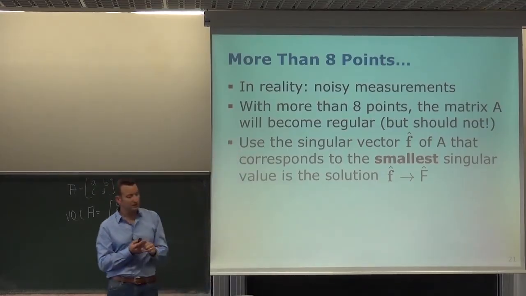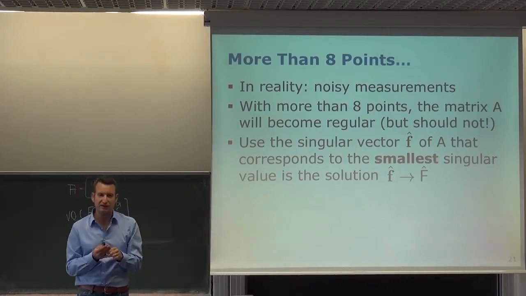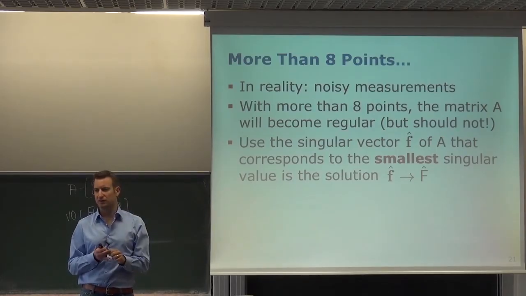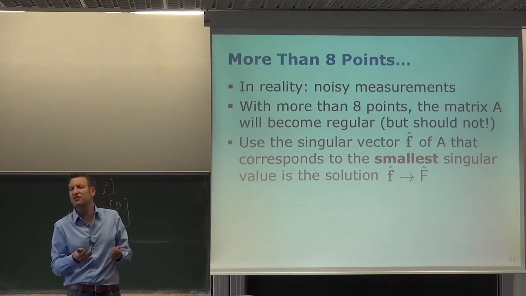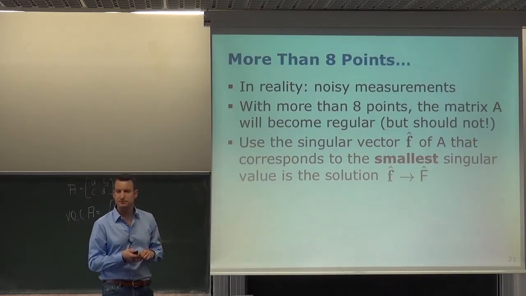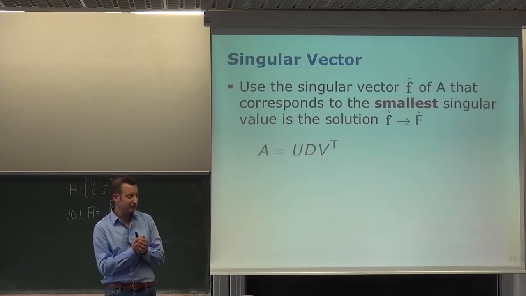So what we see quite soon is that we actually need to fix this. What we're going to do in the first step is we say, okay, then let's take the right singular vector that corresponds to the smallest singular value, because it's not 0 anymore if I have noisy measurements. Okay, so let's have a look how this works exactly.